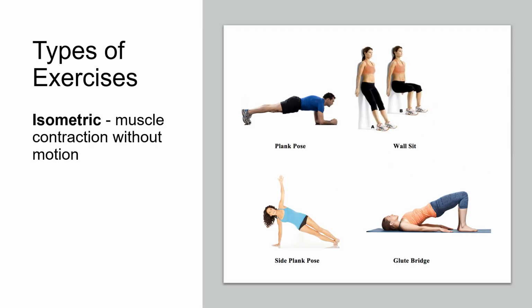Now we're going to talk a little bit about types of exercises. So isometric is muscle contraction without motion. You can see in the picture that the muscles are contracted, but the patient or the person is not moving. This type of exercise requires no special equipment and there is little chance of injury. So patients who are immobile, bedbound, can use these types of isometric exercises to maintain or regain muscle strength.